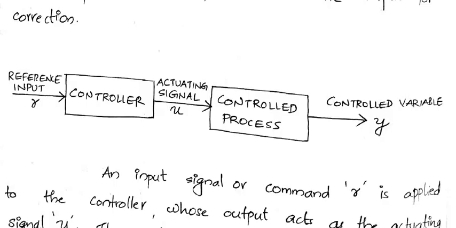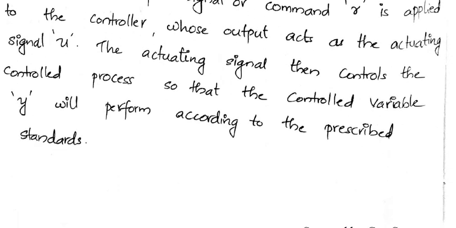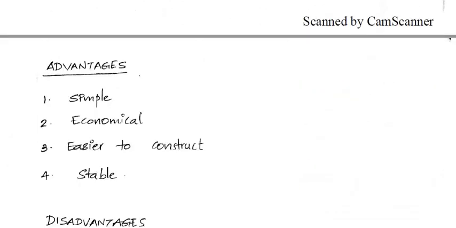There are several advantages and disadvantages for these systems. The advantages of an open loop control system are that they are simple, easier to construct, somewhat stable systems. They are stable and they are actually cheap.